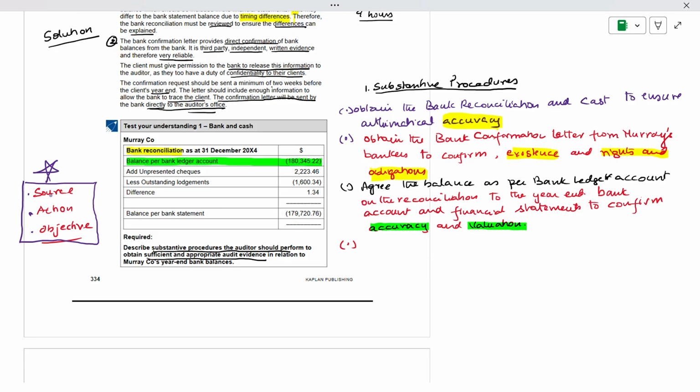Now what we have done: when you are talking about agreeing the bank ledger on the reconciliation, what will we do after that? What will you do?